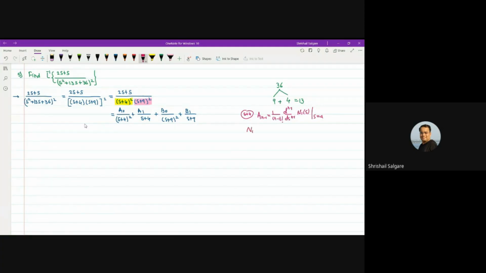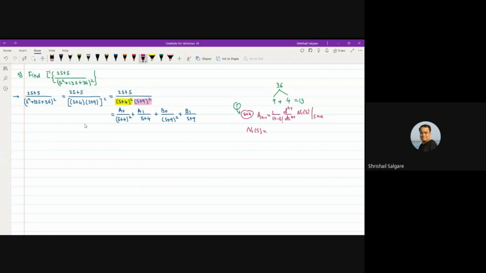Can I write directly? What is N1(s)? Up here, what is N1(s) in the first case? Suppose I am considering this as the first case, related to s plus 4. What is N1(s)? That is my question.